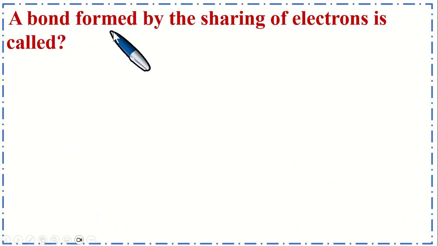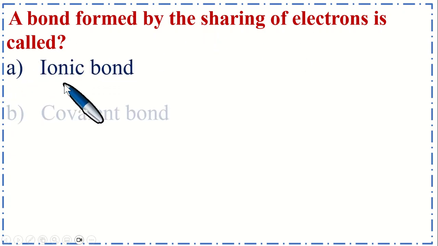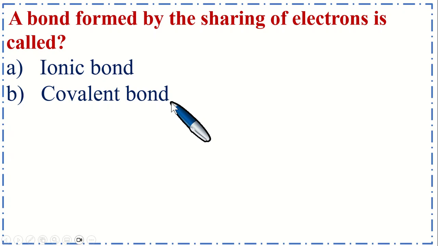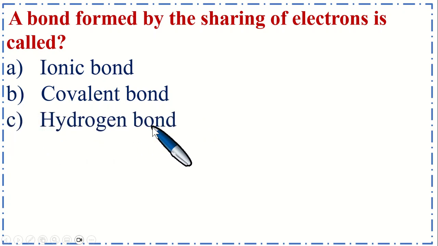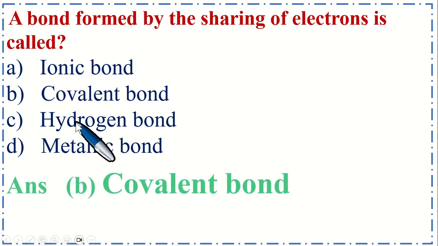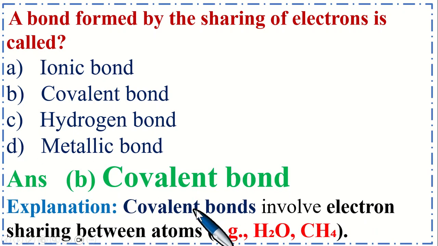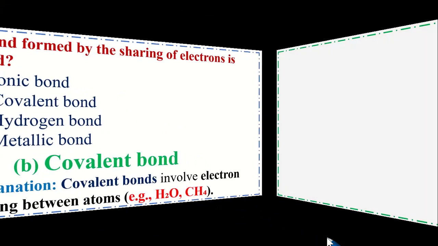A bond formed by the sharing of electrons is called: option A, ionic bond; B, covalent bond; C, hydrogen bond; and option D, metallic bond. So the correct option is B, covalent bond. Covalent bonds involve electron sharing between atoms, for example H2O and CH4.